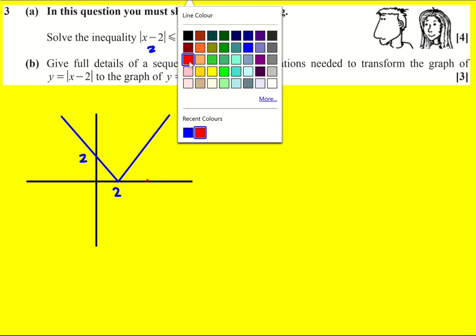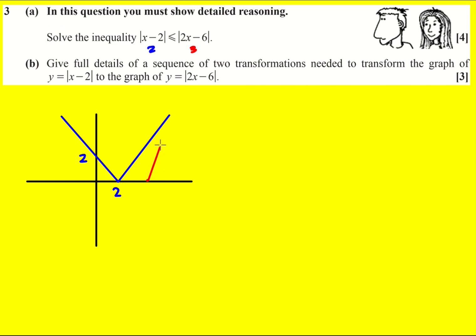Now this is going to have a steeper gradient because it's 2x minus 6. So I'm just going to illustrate it like this. And we can see immediately there are 2 points of intersection.